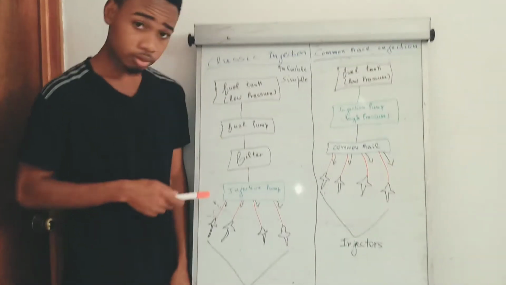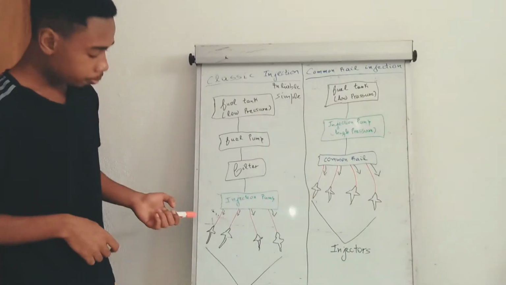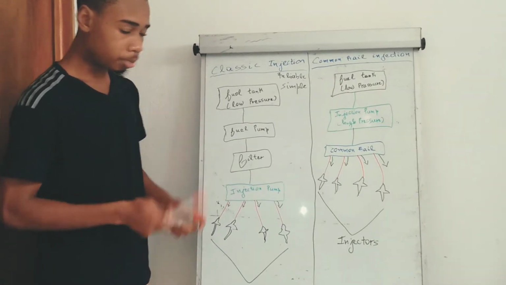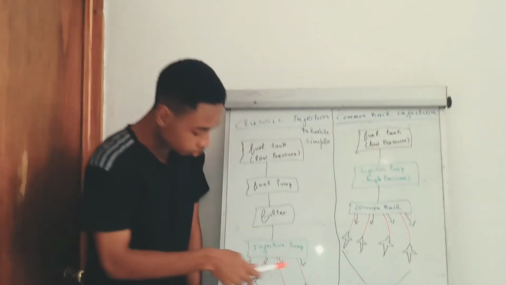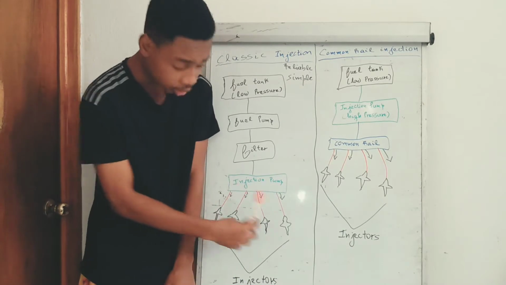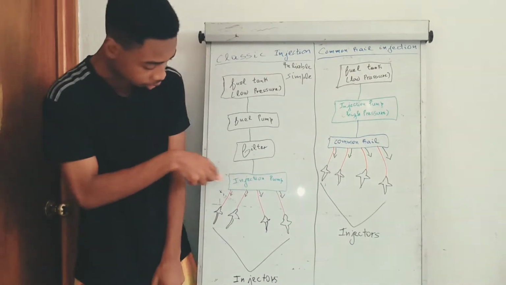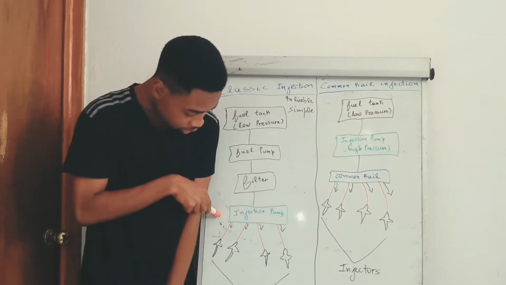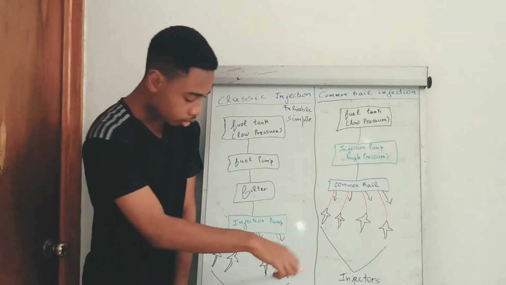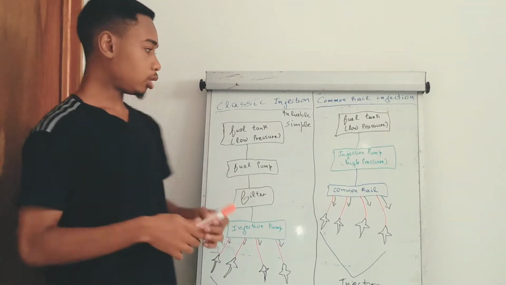Okay? Now, when the fuel gets here, the injection pump is going to distribute that fuel to the injectors, but through the hoses that we have here. Those are high pressure hoses. Okay? So when the fuel gets in the injection pump, inside the injection pump, the fuel goes through the hoses before reaching the injectors.